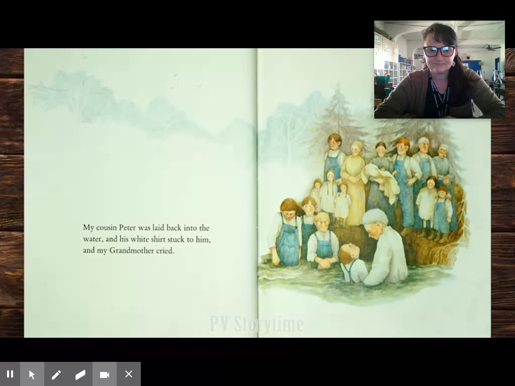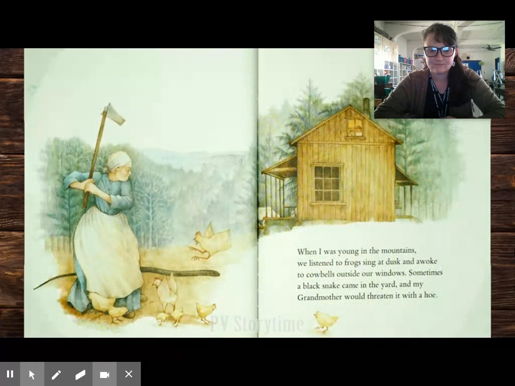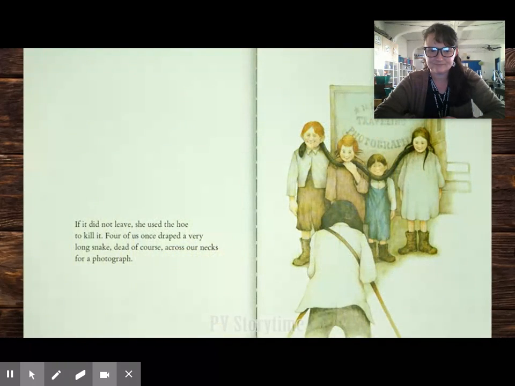My cousin Peter was laid back into the water, and his white shirt stuck to him, and my grandmother cried. When I was young in the mountains, we listened to frogs sing at dusk and awoke to cowbells outside our windows. Sometimes a black snake came in the yard, and my grandmother would threaten it with a hoe. If it did not leave, she used the hoe to kill it. Four of us once draped a very long snake, dead of course, across our necks for a photograph.